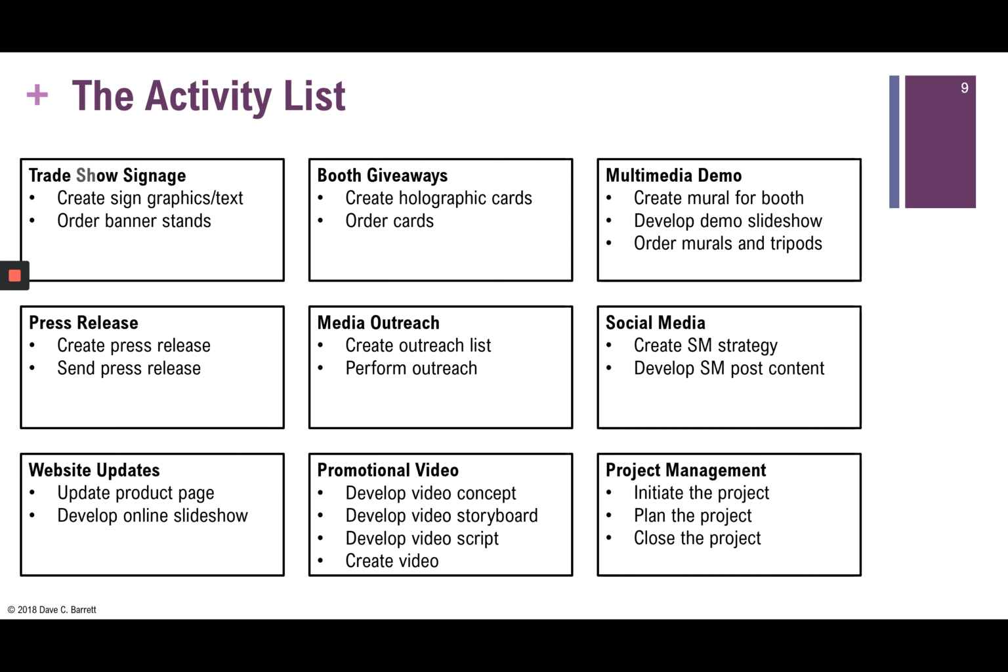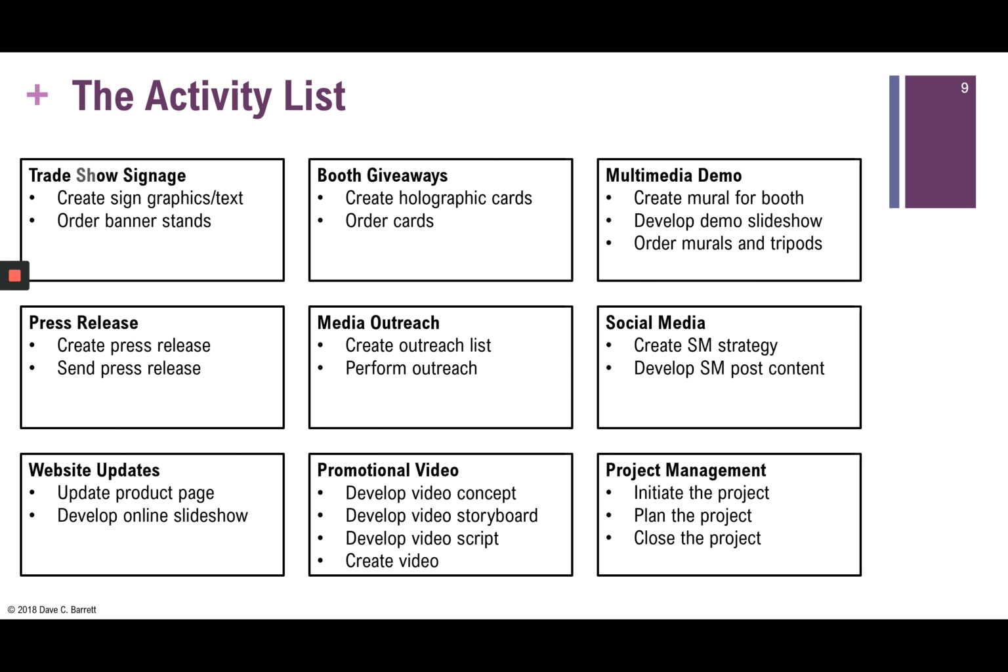For the promotional video, which is down on the bottom row, there were 4 things: develop video concept, develop video storyboard, develop video script, and create video. Now, again, why there are 2 or 4, or potentially there could be 6 or 10, it depends on those things that I talked about on a previous slide in terms of all of those different criteria.